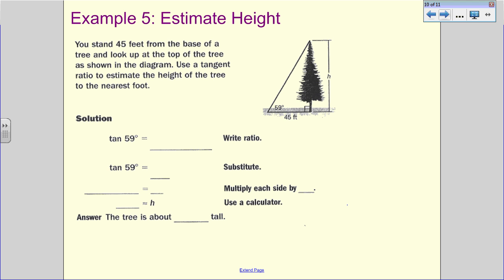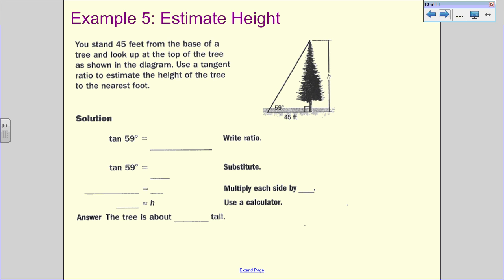We're going to use these to find objects that we can't measure. I can't measure a pine tree. I don't have enough ladders. I don't have a long enough ruler or yardstick or tape measure to measure those.